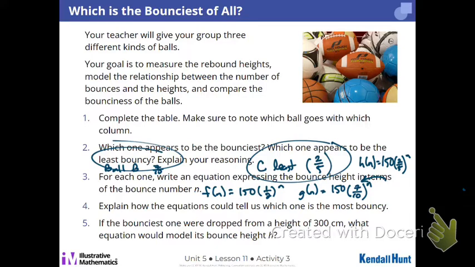Last, if they drop from 300, the bounciest one from 300, how would it change my function? Who could tell me? If I change my height to 300, how's it going to change my function? Ivy? Yeah, instead of g of n equals 150, I'm still going to have the same factor of decay, right? So the only thing that's going to change is my a value in my exponential function. Cool. A is the starting value every time. The y-intercept, the vertical axis. It has many names.